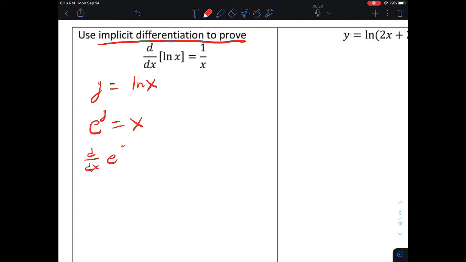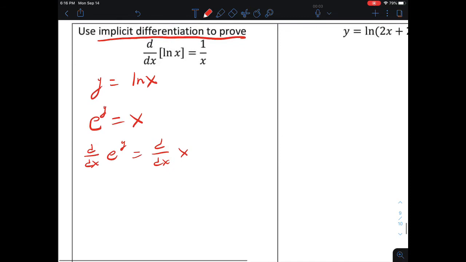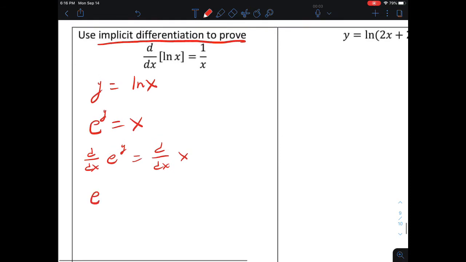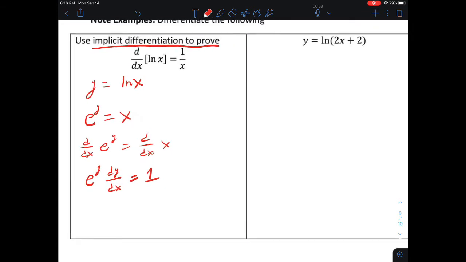So the derivative with respect to x of e to the y, the derivative with respect to x of x. Well, the derivative with respect to x of e to the y would be e to the y power times the derivative of y with respect to x. The derivative with respect to x of x is 1. And then we would divide by e to the y. dy over dx is equal to 1 over e to the y power.